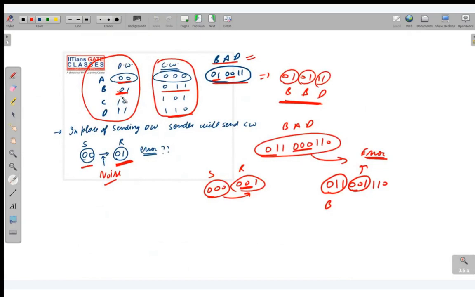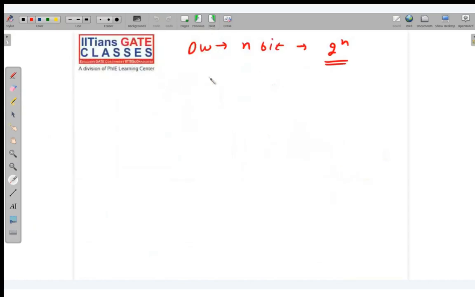You want to send many kinds of data, like A, B, C, D up to Z, 26 letters, then capital A to capital Z, again 26, then the digits 0 to 9, then the dollar symbol, the at-the-rate symbol, and so on. There are many, many symbols which you want to send, so there should be multiple bits. For the sake of simplicity, I have taken 2 bits only.